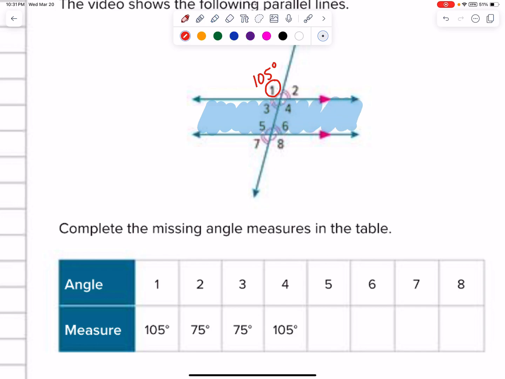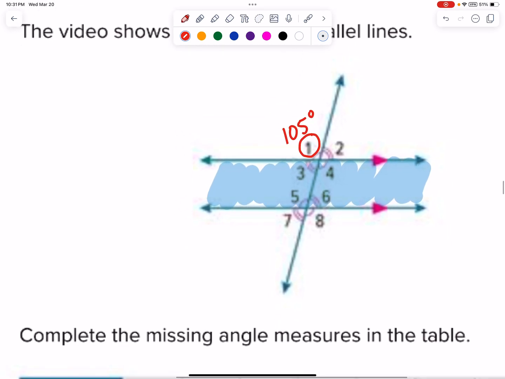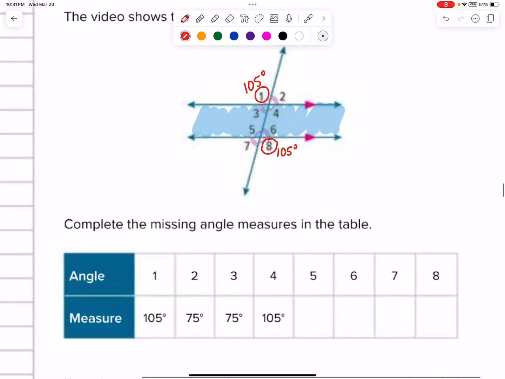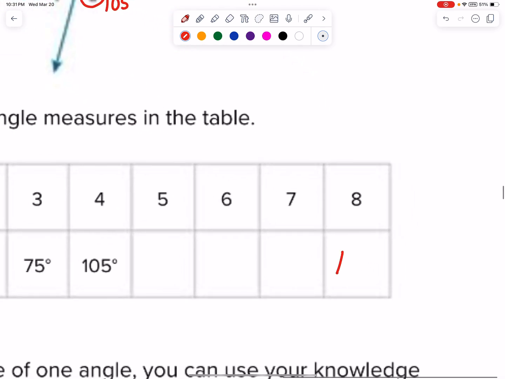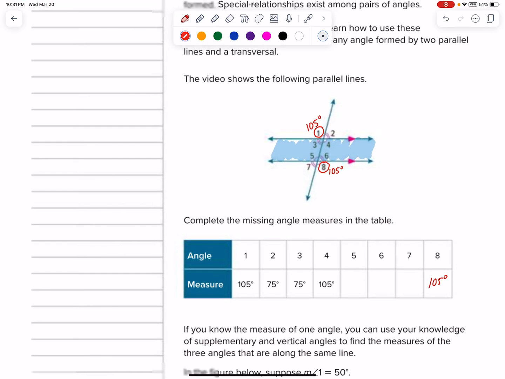So if I know angle 1 is 105, what are some other ones that I know? Let's start with this. We could do alternate exterior, right? So the exterior one on the other side of the transversal. Where is that? Shout it out. What number? If you said 8, you are right. So 8 is 105 also. It's alternate exterior, so we can go ahead and write that down here. Make sure you put your degree symbol.